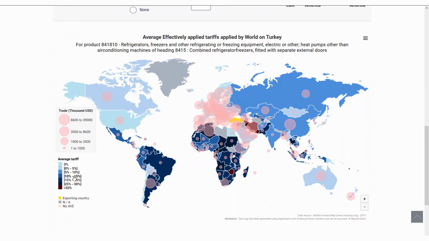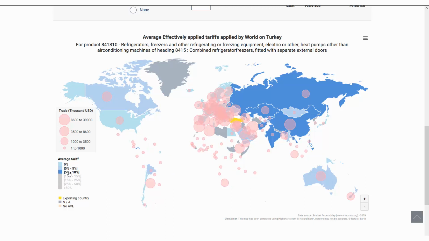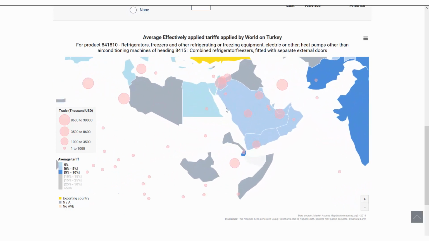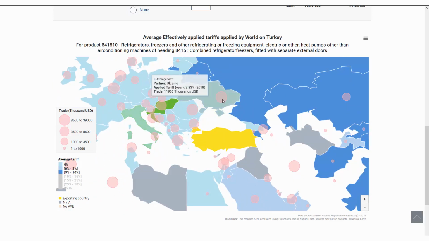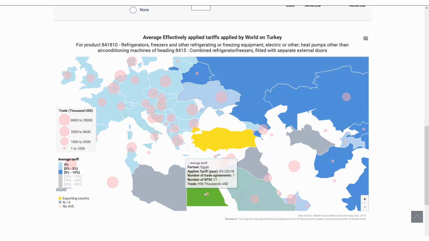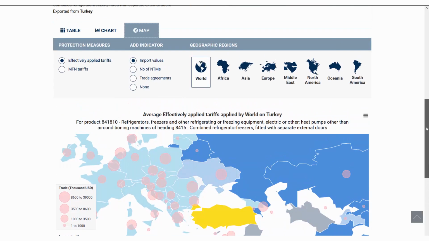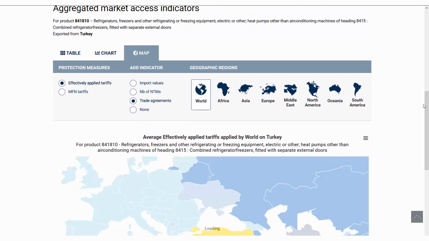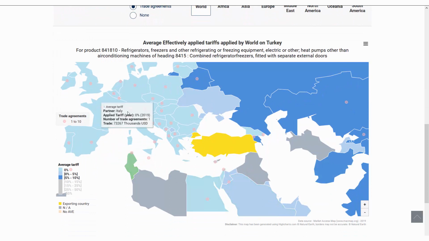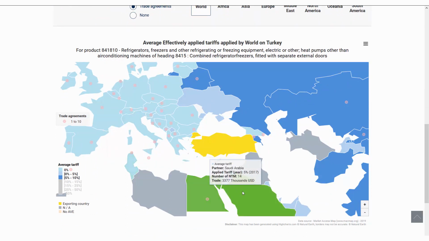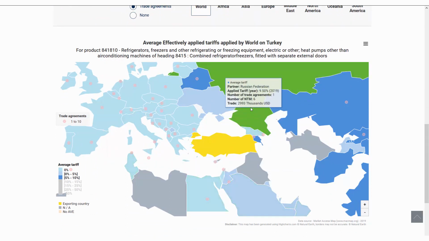Here, the colors represent the level of the effectively applied tariff on Turkish refrigerators. The bubbles represent current exports of Turkey. Let's suppose we are only interested in markets with effectively applied tariffs below 10% and in the neighborhood of Turkey. We can see that Turkey supplies most of the markets in its neighborhood. Switching to the indicators of existence of a trade agreement, we narrow down our choice to the European Union, Tunisia, Egypt, Gulf countries, and Eurasian Customs Union countries.